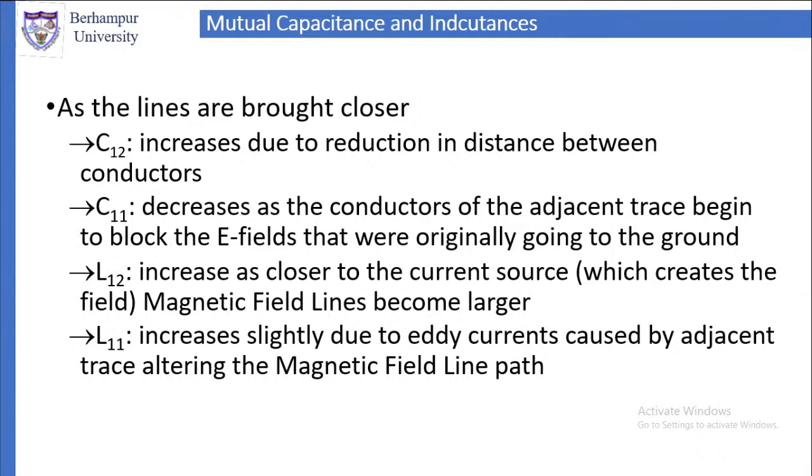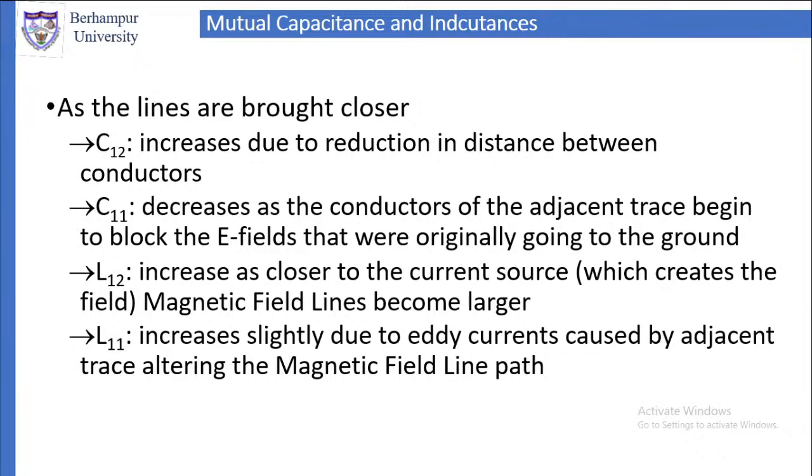Why will it increase? Because of the reduction in distance between the conductors. As you know, C is equal to epsilon A by D. If you reduce D, then for smaller D, the capacitance is larger. So this increases due to the reduction in distance between the conductors.